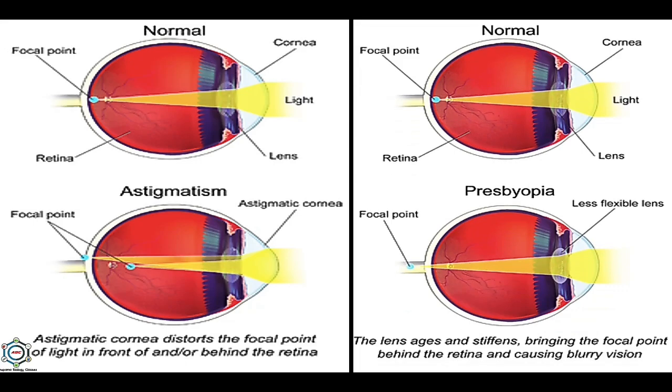And the last one, that is presbyopia. It is due to loss of flexibility of the lens. It creates difficulty in focusing on near objects. It can be corrected by using convex lens.